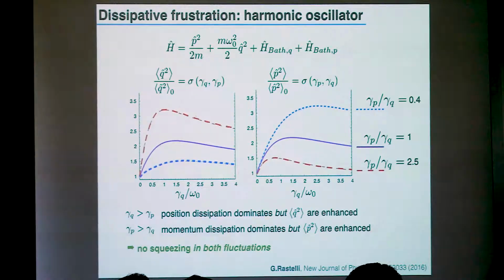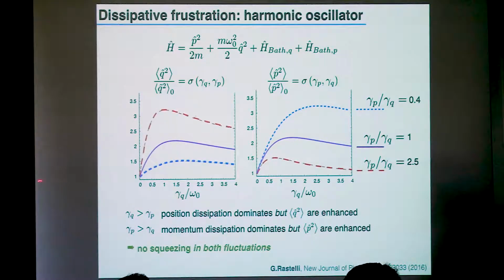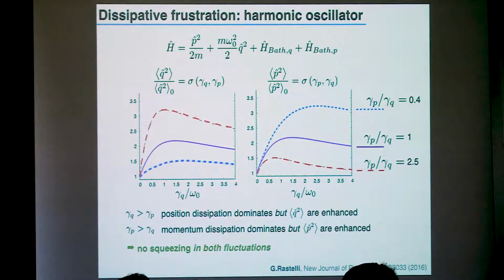Both of the two quadratures have an increase by increasing the dissipation in your system. And this is the contrary if you consider the opposite situation, where you expect the damping of momentum to dominate over the damping of position. So in other words, you have a situation in which, as an effect of this fluctuation, the system prefers to increase globally the fluctuation of the two quadratures. Now, this is not intuitive, and maybe at the end I can give you some qualitative idea.